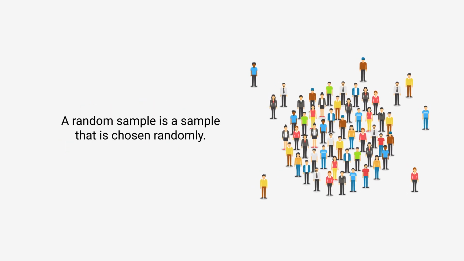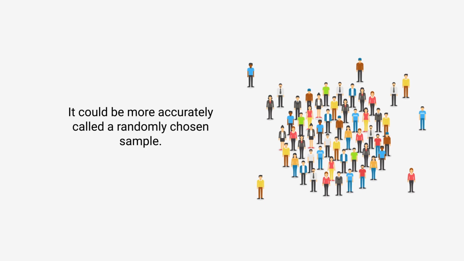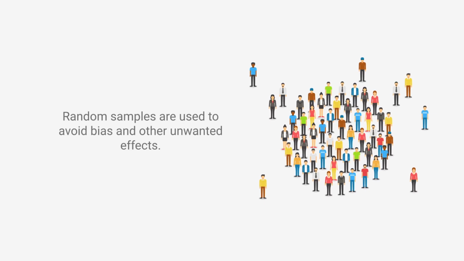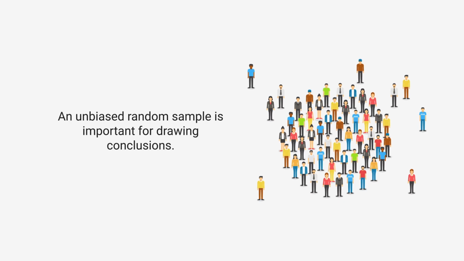If we see this random sample, it is a sample that is chosen randomly. That is very true; the word itself explains that you choose it randomly, and it's quite simple in nature. It could be more accurately called a random sample, because random samples are used to avoid bias and other unwanted effects. An unbiased random sample is important for drawing conclusions, because if you have certain accepted notions in your mind, you never reach the conclusion.